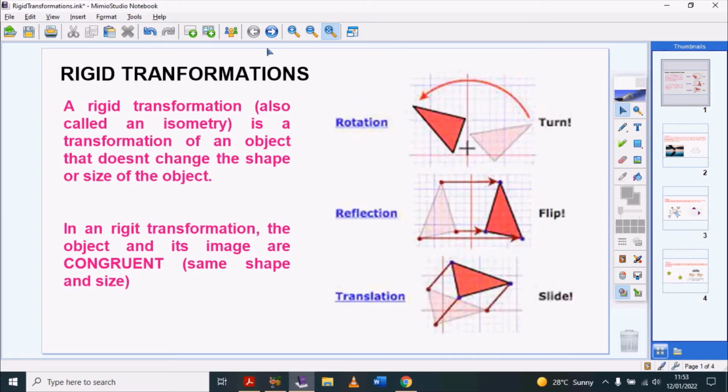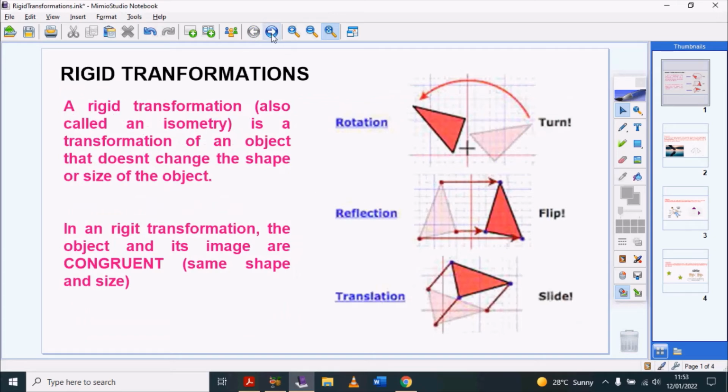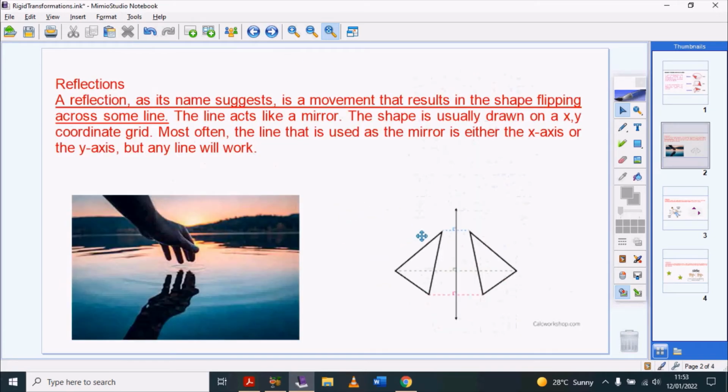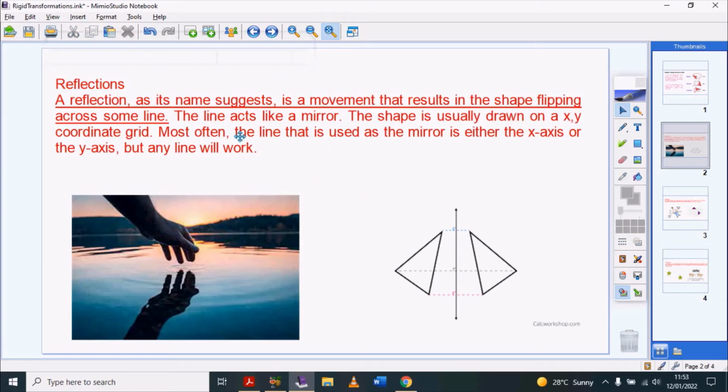So I want us to look in detail at each of these rigid transformations. We'll start with reflections. Again, these are so many words that might confuse you, but each of us knows what reflection means. When you go to the mirror in the morning, you see your reflection, right? Reflection is simply flipping something across some line, right? So I would like for you to write the definitions of this, especially the words that are underlined. If you want to, you can write the whole thing, but I'm only requiring you to write what's underlined.